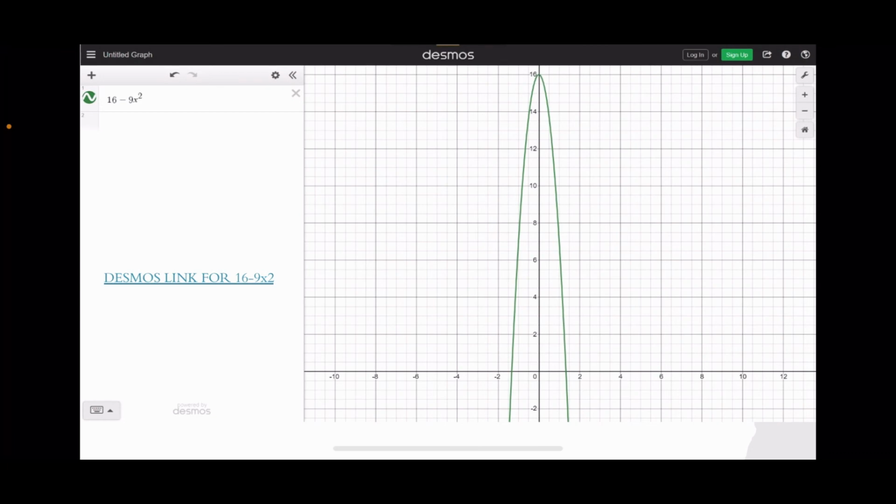Now we're going to check what is our next slide. Well, as you can see right here, we went to desmos.com and we got 16 minus x squared. As you can see right here, we got the link, we got everything, and it goes to 16 at the top, and it's the parabola. And now we're going to check for the next slide.